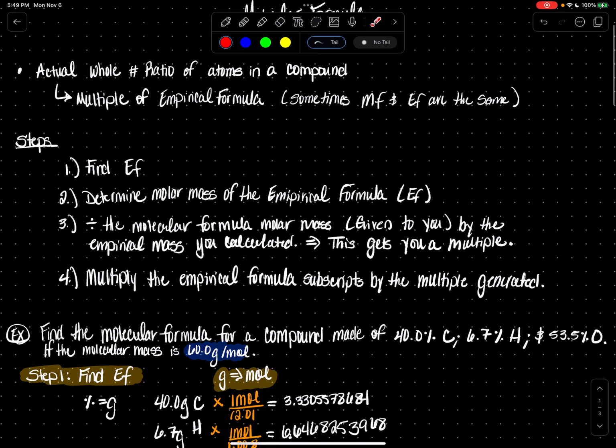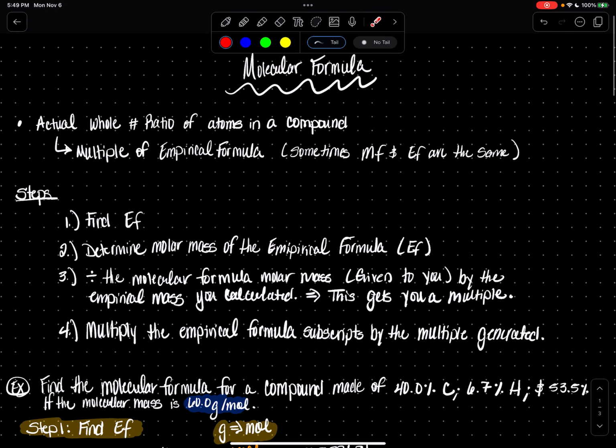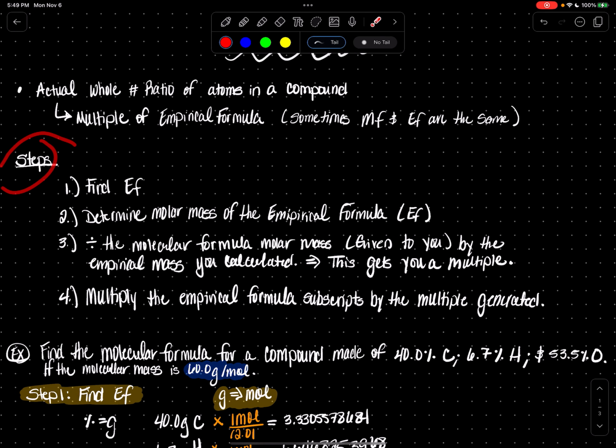So when we're talking about these molecular formulas, you have a 4-step rule to success. First things first, you've got to find the empirical formula. That's the stuff we did last section, where it's percent to grams, grams to moles, divide by the smallest, and round to the whole. Step 2 is you've got to determine the molar mass of the empirical formula.